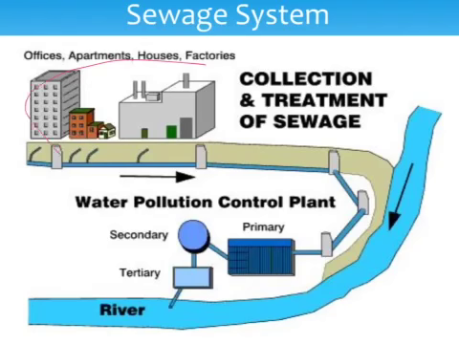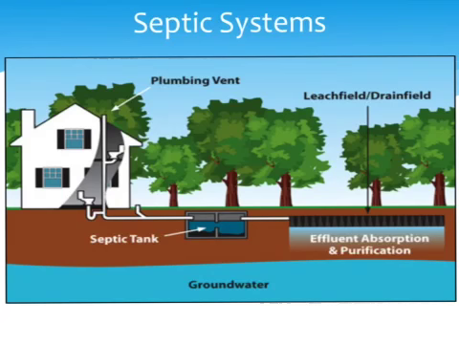Offices, apartments, houses, factories, they all have wastewater. That's any water that goes down the drain, including poop and pee and vomit and your little goldfish. Anything that you put down the toilet or the sink goes through these pipes to a water pollution control plant. It usually runs alongside a river because after the water has been cleaned, it goes right out into the river. Pretty simple.